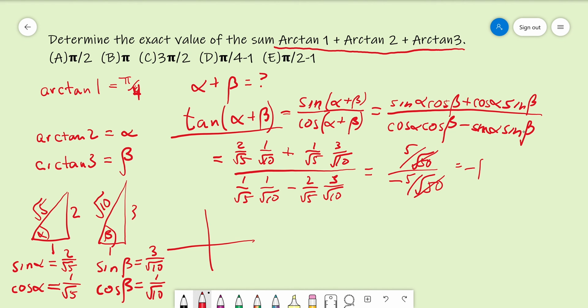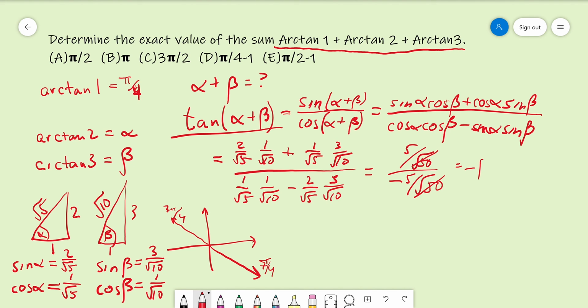Well, that could either be 3 pi over 4, or it could be, remember that tangent is also negative in the fourth quadrant, so it could also be, let's see, 2 pi is 8 over 4, so this would be 7 pi over 4.